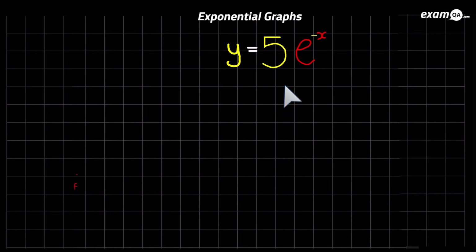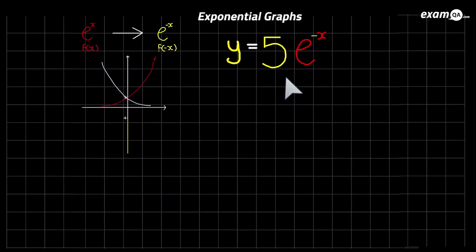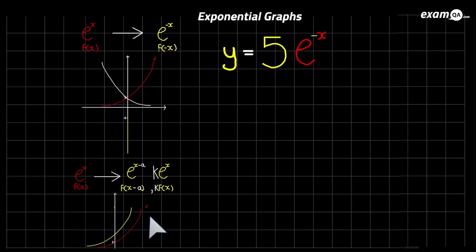Okay, so we're going to have a go at sketching this graph. Now, which transformations have been done to this graph? Well, we can see there's a minus in front of the x. So we definitely know there's been a reflection in the y-axis. Notice it's also been multiplied by 5. So this transformation has also been done, and this transformation simply stretches it. It just stretches it in the y-axis.